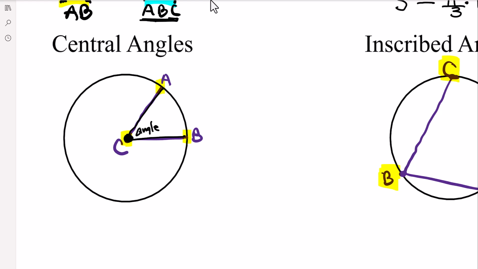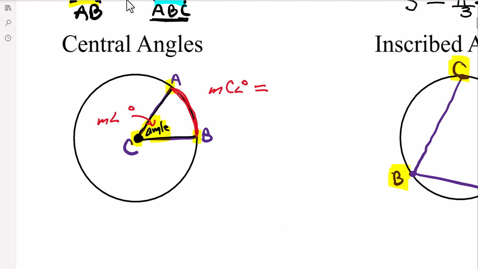And if it's a central angle, this measure in degrees will be the same as this measure. So the measure of the central angle in degrees is the same as the measure of the arc in radians, meaning there'll be a pi involved.